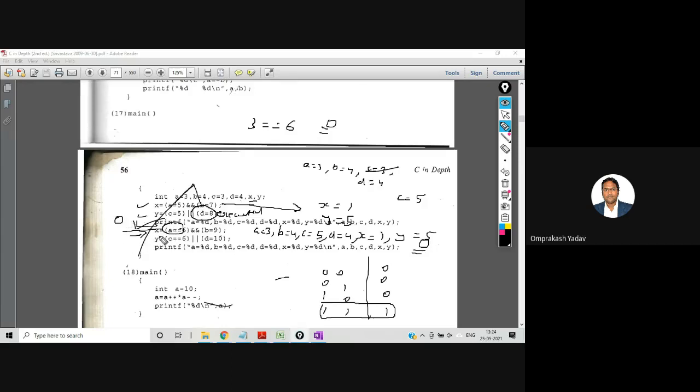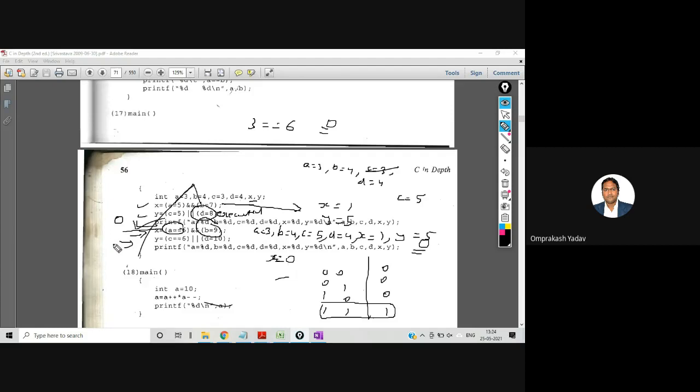So in case of AND operation, if the first input is false, I told you just now that the second expression will not be executed. So b is equal to 9 will not be executed, right? So this will become false. Now the final expression value will be what? 0. So x will get 0 value. So now x will become 0, and b is equal to 9 is not executed.